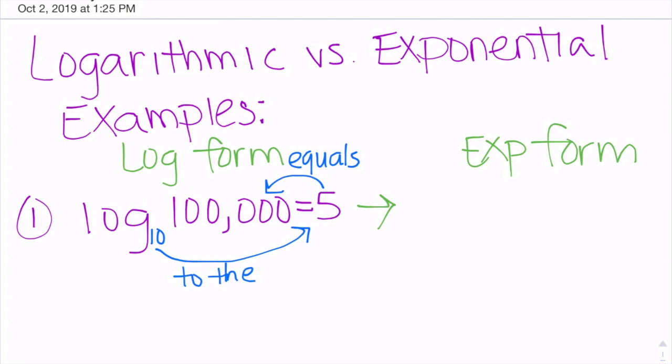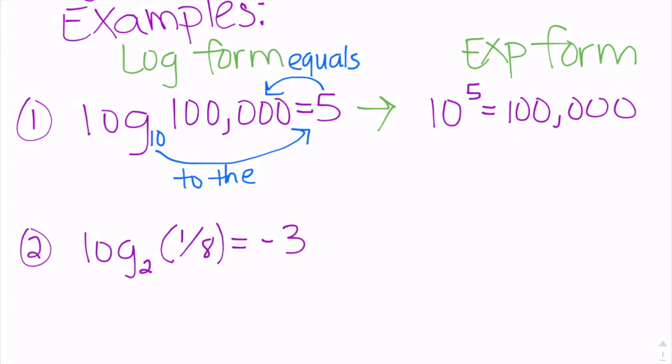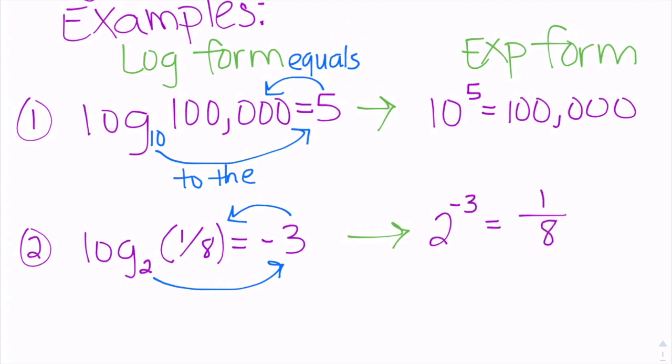And so we can say now that 10 to the 5th power equals 100,000. Example 2, if we have log base 2 of 1/8 equals -3, and we want to convert this into exponential form, we're going to say 2 to the power of -3 equals 1/8.